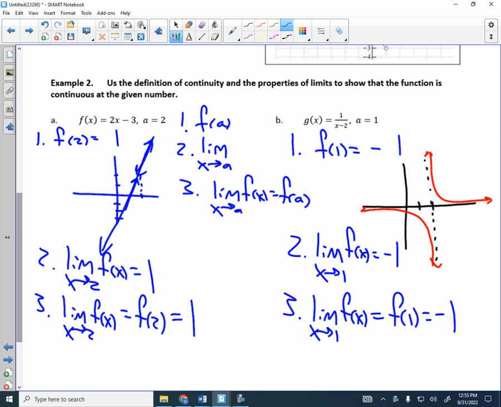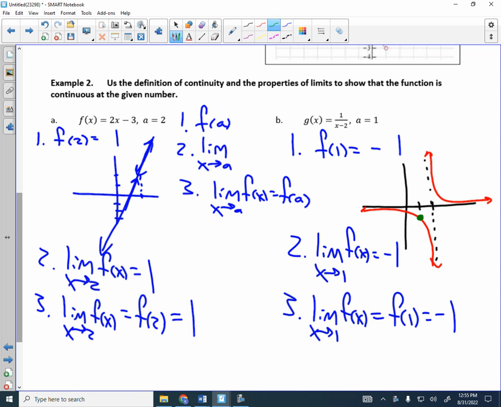Okay, so I'm going to approach 1. See that? So first of all, do you agree that f(1) is negative 1? How do I find that? So I take 1 and I plug it in. Okay, so watch. Do you agree that f(1) is negative 1? Okay, so I know that that's a point on the graph, right?